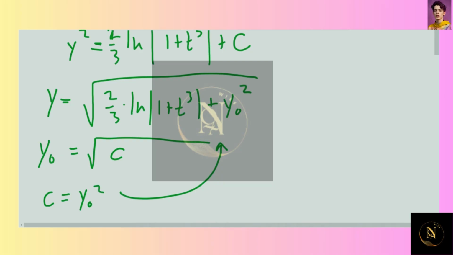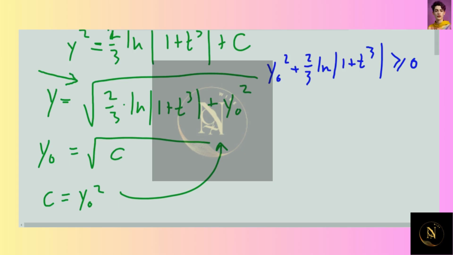And as we can see, this actually constrains y naught into being strictly non-negative. Let's get into this. There's actually only one way that y naught would change the possible value of the initial value problem, and that's if it makes the square root negative. So let's solve for that. We have y naught squared plus 2/3 times the natural log of 1 plus t cubed must be greater than or equal to 0.